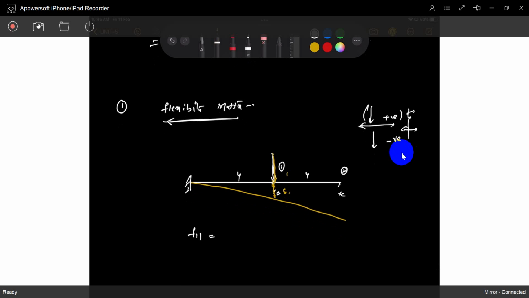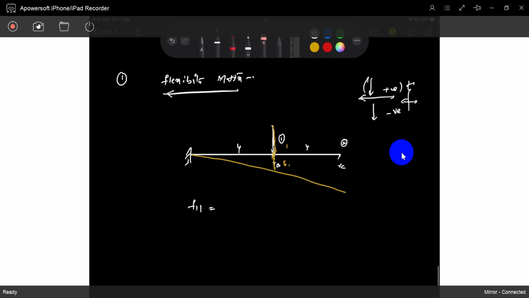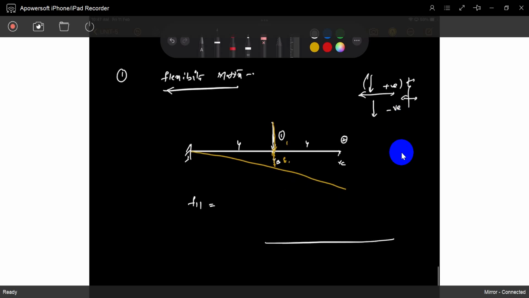You can easily find it here. So you already know the value. If you apply a load, it is PL cube by 3A. Otherwise, you can find it by the flexibility way, or by the conjugate beam method. You can find it by the conjugate beam method.